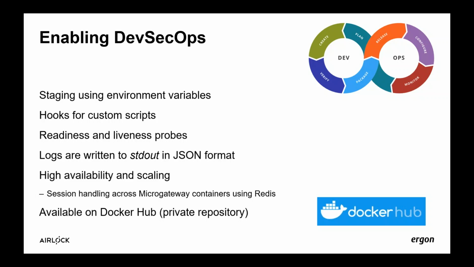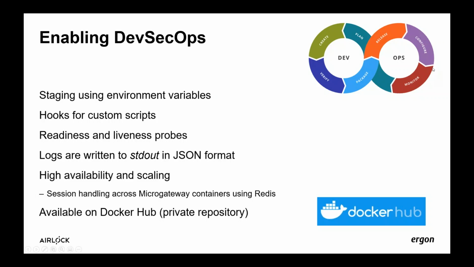So we have a private repository. If you would like to be able to reach the according repository, you can send us a mail on order@airlock.com, and we will then add you and allow you to access our repository, so you're able to download the newest versions of the Microgateway, and then of course link accordingly your Docker to the Docker Hub, so you can always get the newest software.